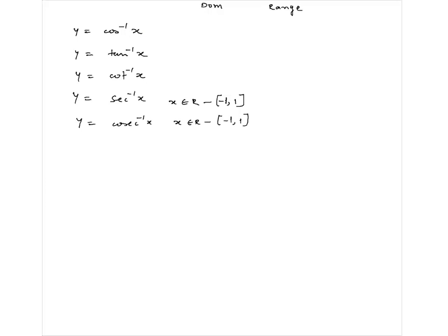What do you think should be the domain for cos inverse? So it's from -1 to 1. Closed, open? Closed. Both sides closed. Now, x is tan of y. So, x can be anything. x is cot of y. It can be anything.